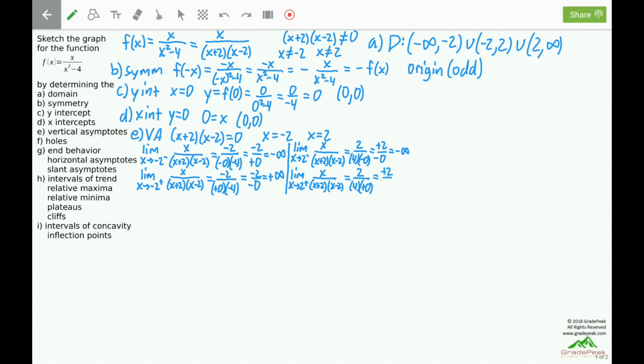In the denominator, positive times positive is positive. 4 times 0 is 0. We have positive over positive, which is positive. Non-zero over 0, which is infinity.